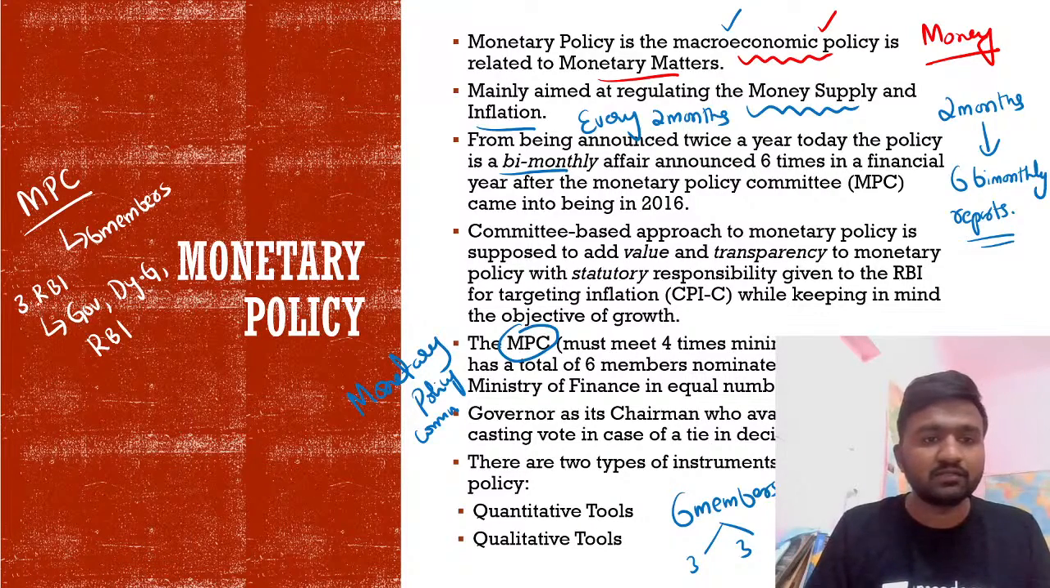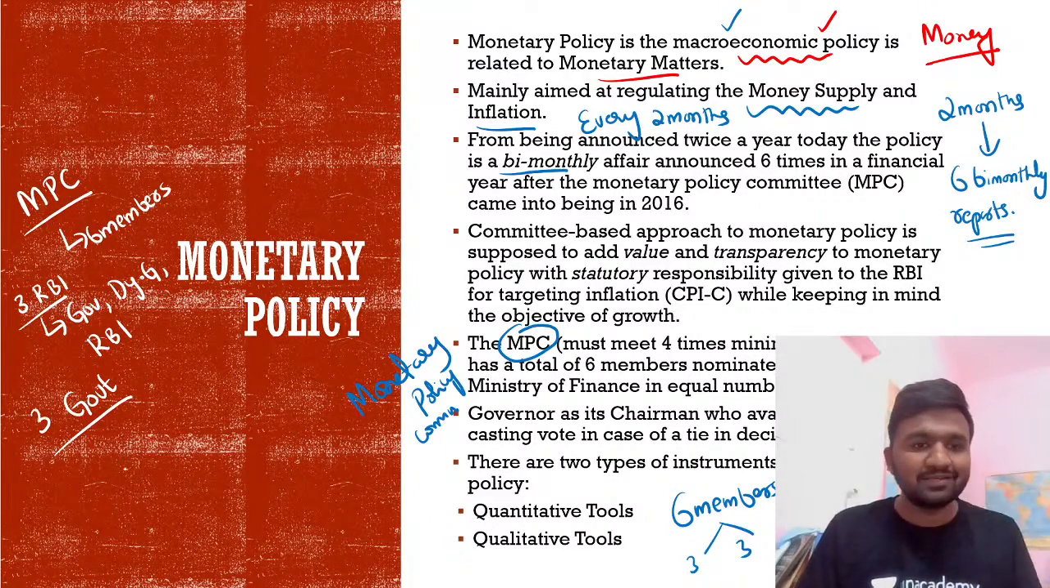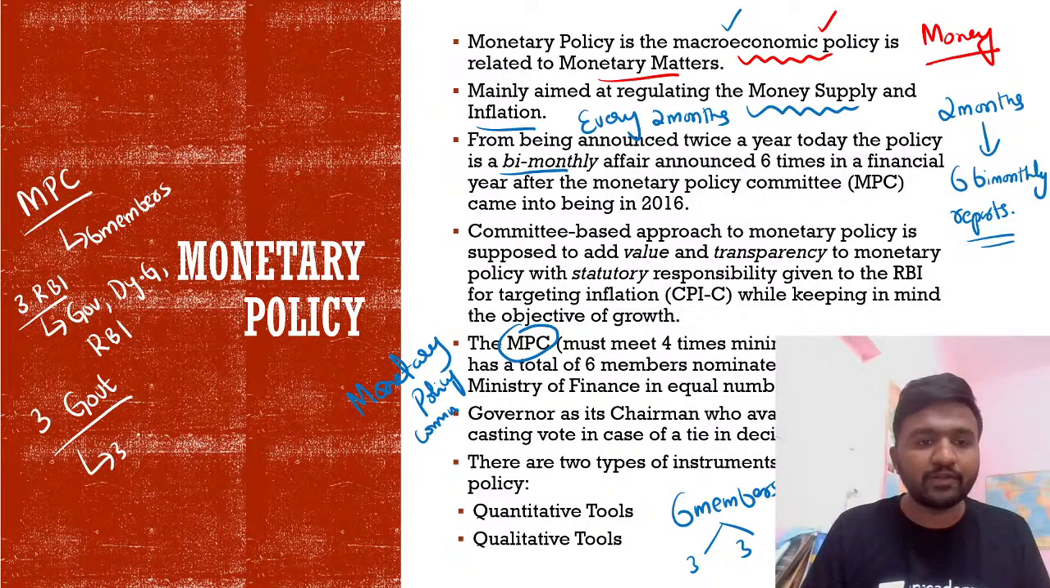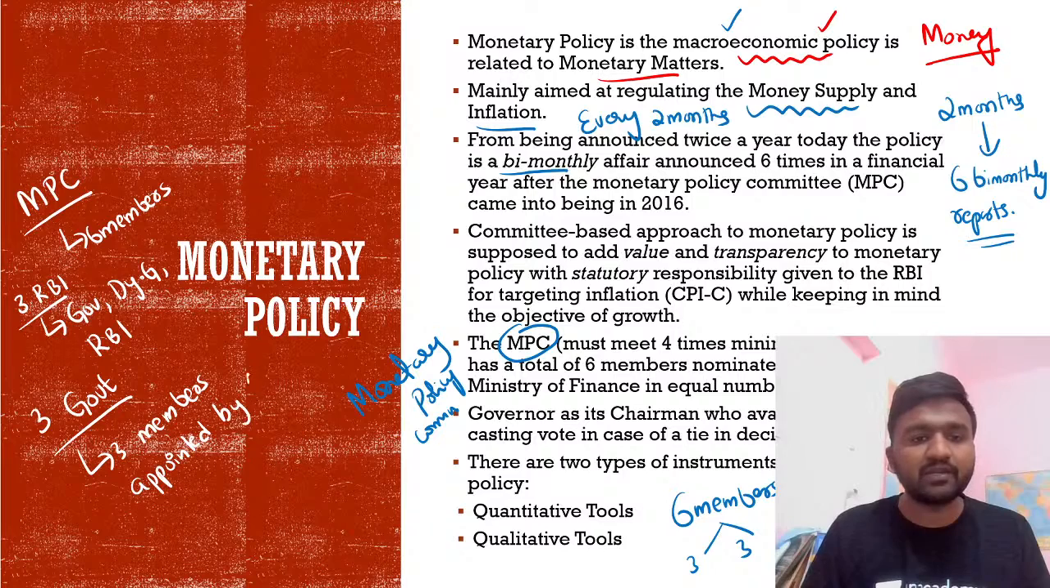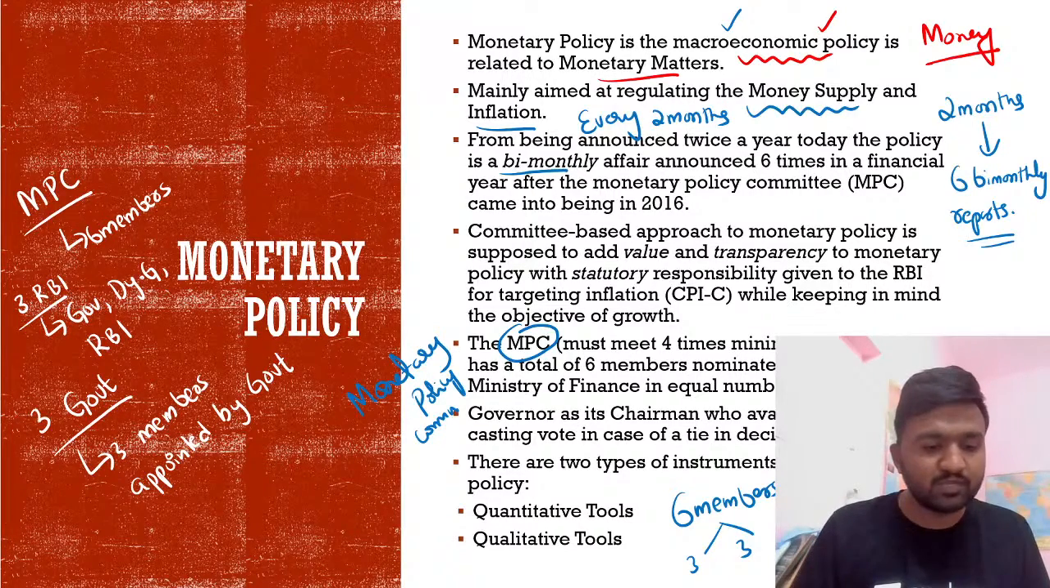Okay, and 3 members from RBI side and 3 members from government side. In that, there will be 3 members appointed by government. Remember this, there is no finance minister in this committee. I am telling 3 members.